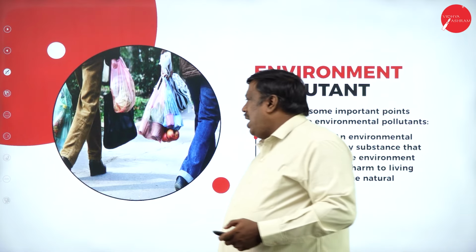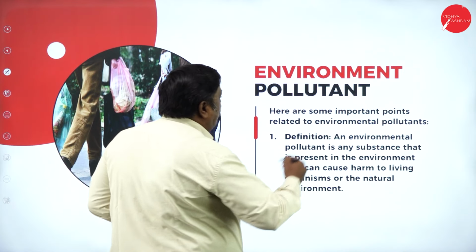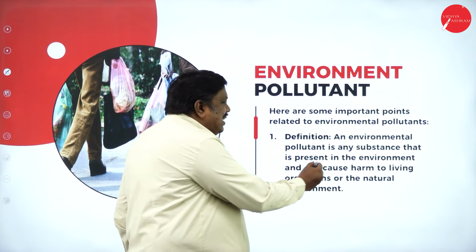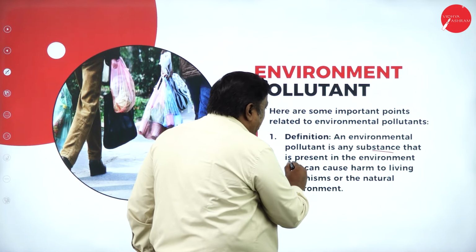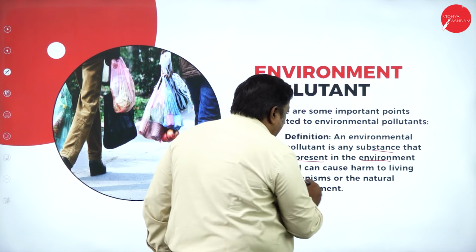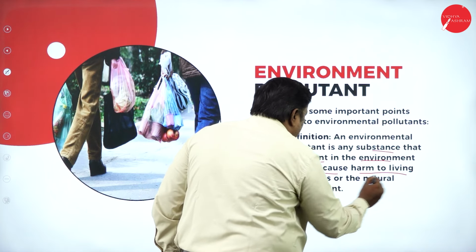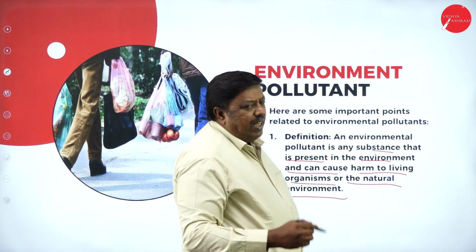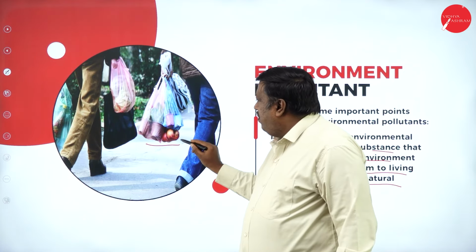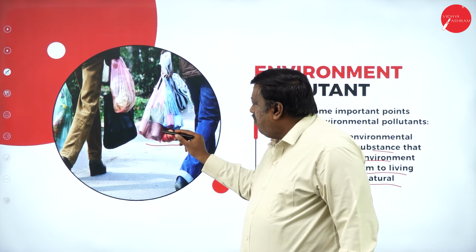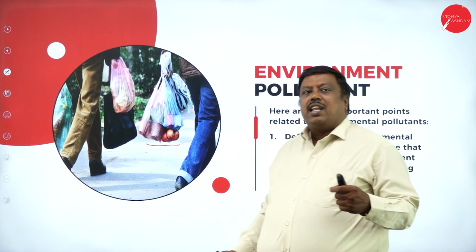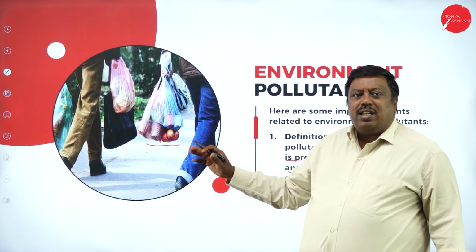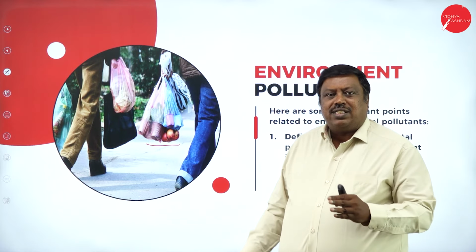The next one we have here is environment pollutant. The definition says that an environmental pollutant is a substance that is present in the environment and can cause harm to living organisms or the natural environment. For example, in the image we have here, a person is carrying a carry bag and after that is going to throw it outside. From that, it may create lots of issues in the society.